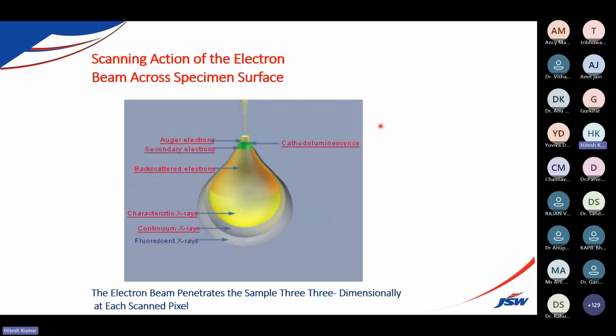Let's suppose your electrons are bombarded. The Auger electrons, as you can see, come basically from the surface. So this is the shape which we are going to get. The depth of this penetration depends on how much voltage you are using, as well as the aperture size and your accelerating voltage. What is the benefit of accelerating voltage? We are also going to see later.